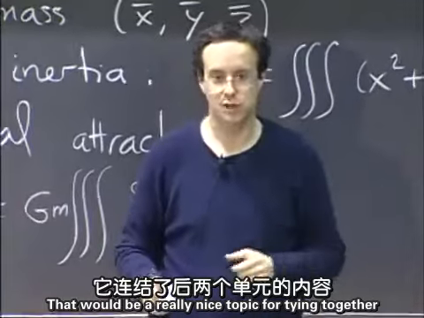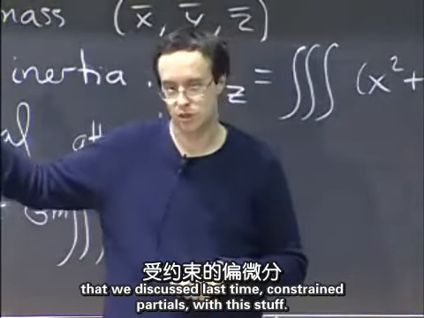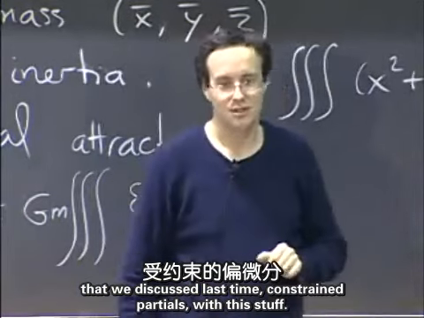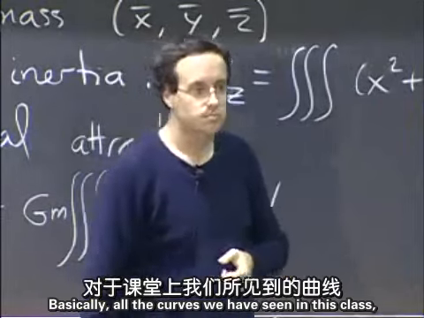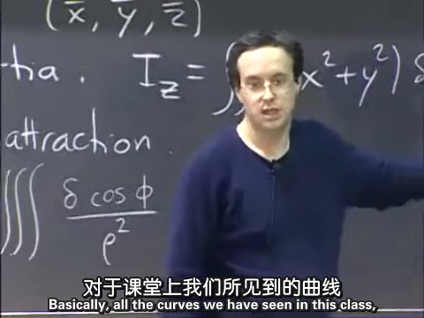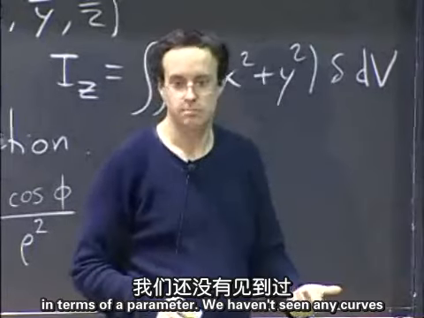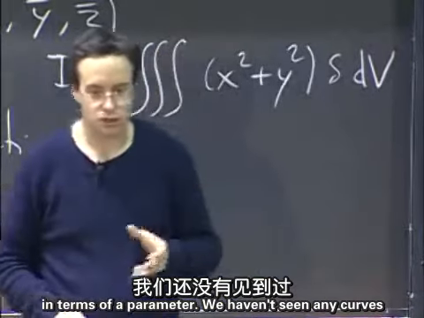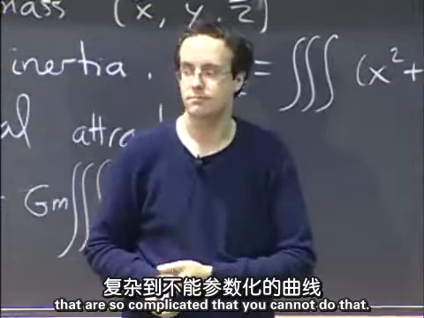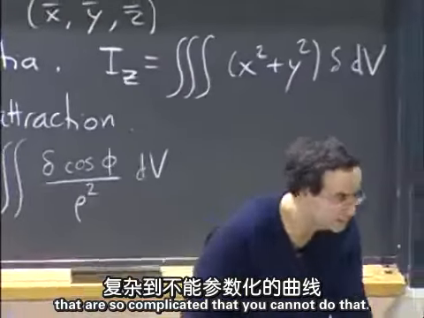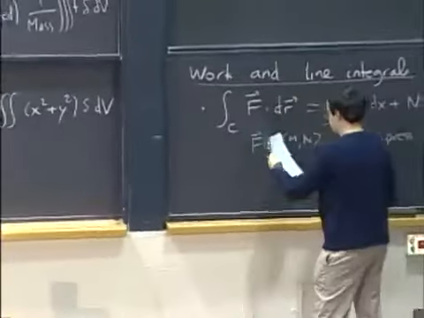That would be a really nice topic for tying together the end of the second unit that we discussed last time, constraint partials, with this stuff. But that's not going to be part of our topics. So basically, for all the curves that we've seen in this class, there's a way to express the position of the point in terms of a parameter. We haven't seen any curves that are so complicated that you can't do that. Okay. What else?